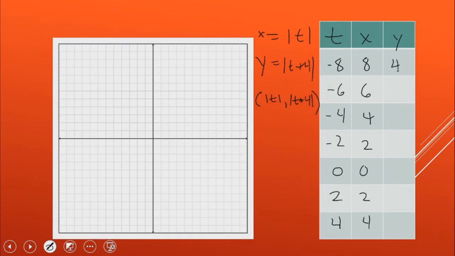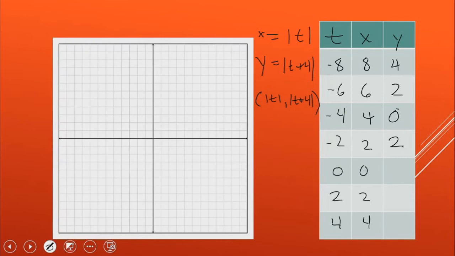When t is negative 6, we have negative 6 plus 4, which is negative 2. The absolute value of that is 2. And we go on. Negative 4 plus 4 is 0. The absolute value of that is 0, right? Then we have negative 2 plus 4, which is 2. The absolute value of that is 2.